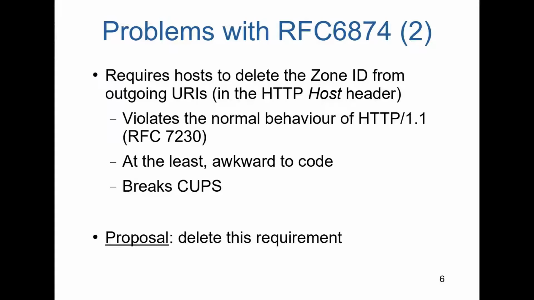Another problem is that the text of 6874 requires hosts to delete the zone ID from outgoing URIs. That would be in an HTTP host header, for example. That violates the normal behavior of HTTP implementations. At the very least, it's awkward to code, and it actually breaks one of our use cases, namely the CUPS printing protocol. So the proposal now is to simply delete that requirement.